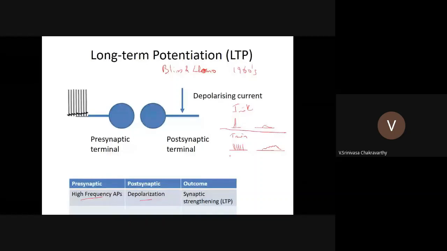Then after the training, what happens? You give the same action potential on the input side. This time you get a PSP, but it will be much bigger than what you saw before. So this is an indication that the synapse is strengthened. This kind of strengthening of synapse is called long-term potentiation, because once it is strengthened, that increased strength remains for hours and sometimes even 1 or 2 days.